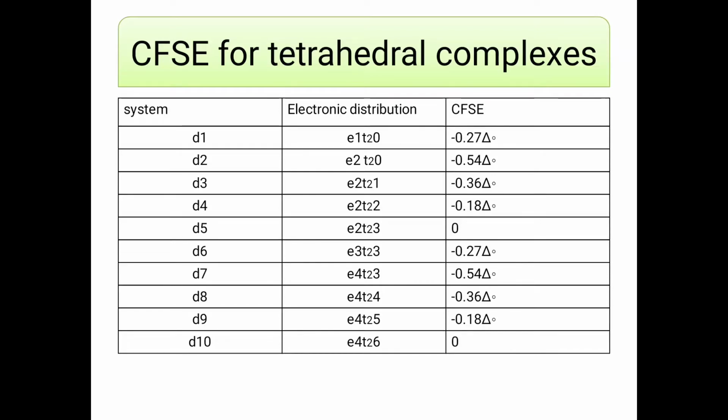The trick is simple to remember. For D1 it is minus 0.27, then minus 0.54, then minus 0.36, minus 0.18 and 0. Again when you come to D6, it is like that: minus 0.27, minus 0.54, minus 0.36, minus 0.18 and 0. So you just have to remember this from D1 to D5. Then use the same trend from D6 to D10. That's the simplest trick.